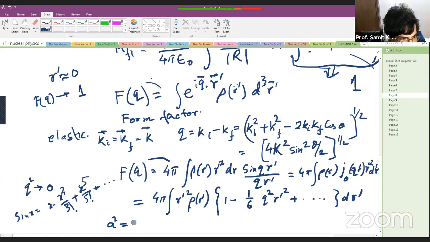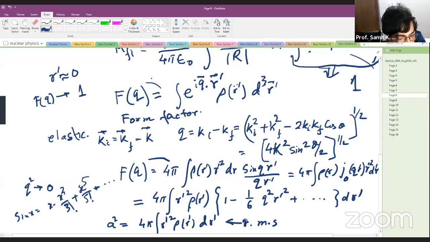We can rename this one a square equal to 4 pi r prime square rho r prime dr prime, and this is called the root mean square radius, or the RMS radius. This is called the RMS radius of a charge distribution. So this is the RMS radius of your charge distribution.